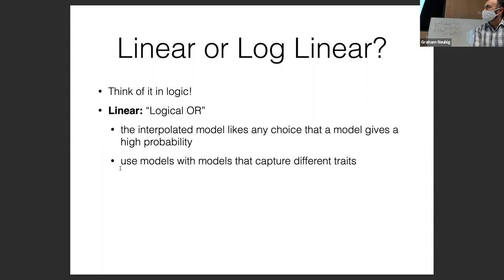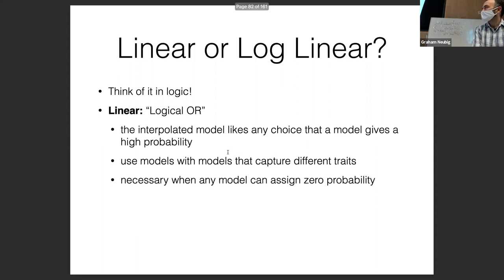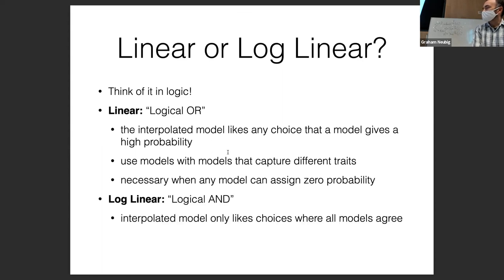You can use this in models that capture different traits, or you can even use this with models that give a zero probability to some of the potential outputs. The log linear model is a little bit like a logical AND. So the interpolated model only likes choices where all of the models agree. You can use this when you want to restrict possible answers. So if you have one model that can give a zero probability when you do something that you really don't like, you can use this as a way to solve that issue.